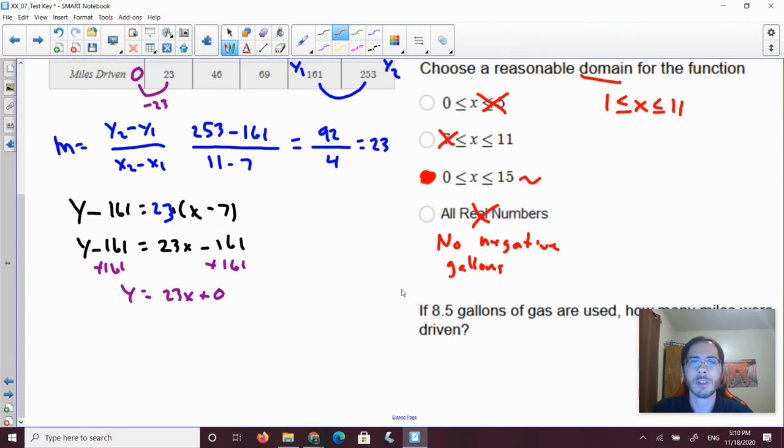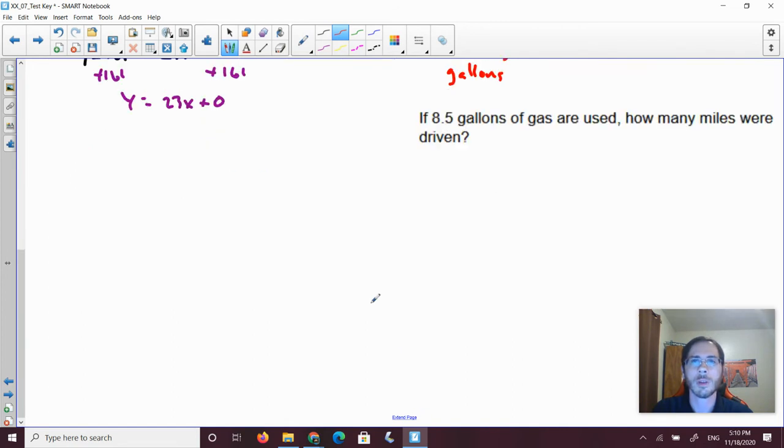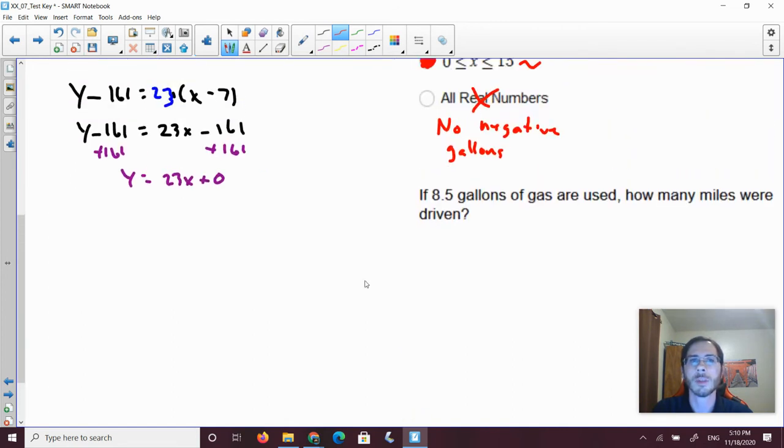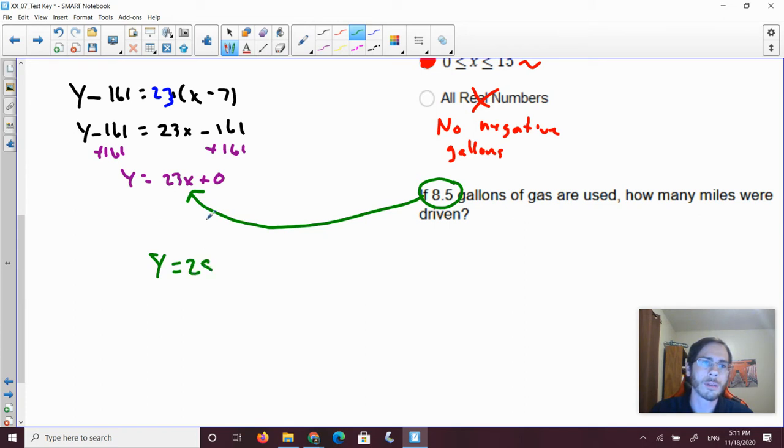And then the final question asks, if 8.5 gallons of gas are used, how many miles were driven? So we want to plug this 8.5 in for x. Now this is the same equation that we had up at the top. I had it down here just so I could see. But we're going to plug it right in. So y equals 23 times 8.5.